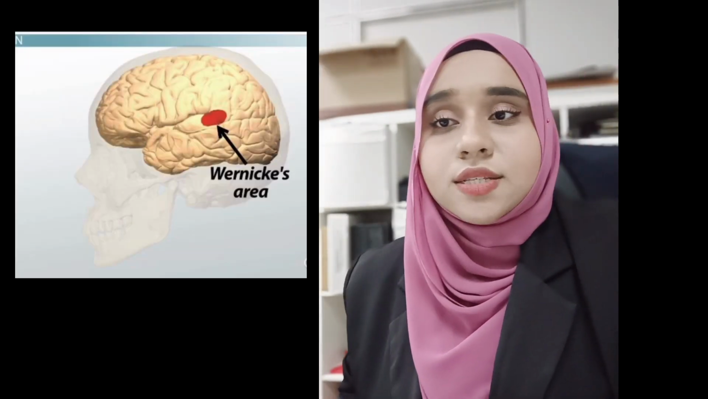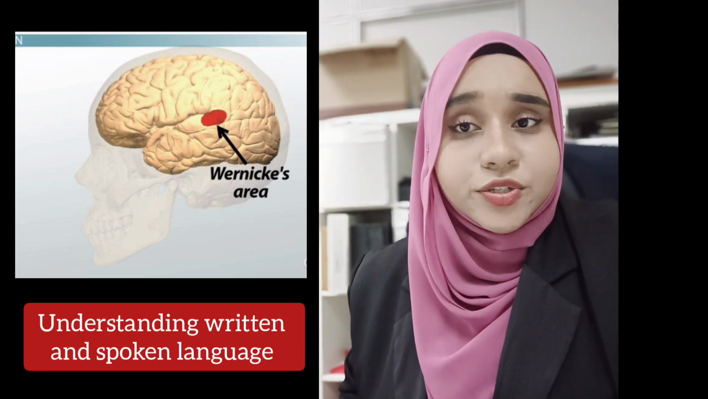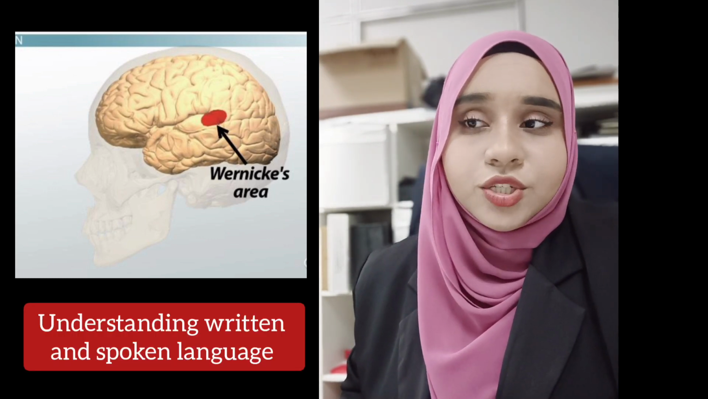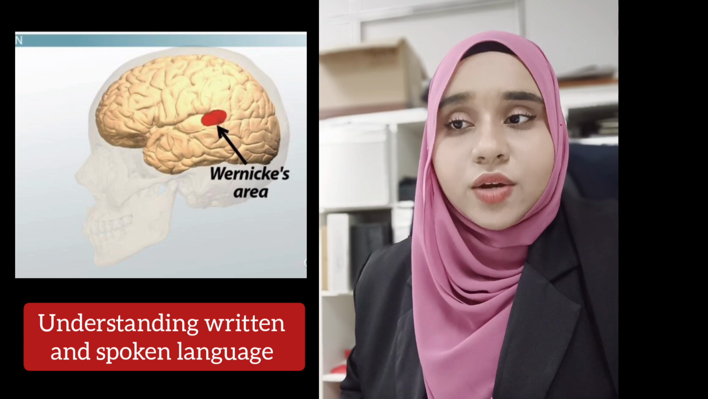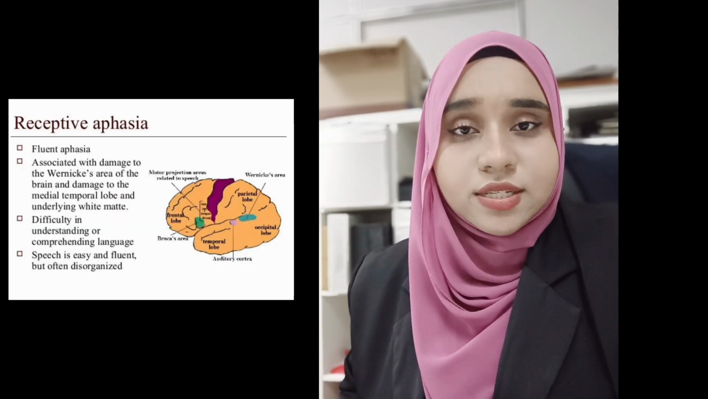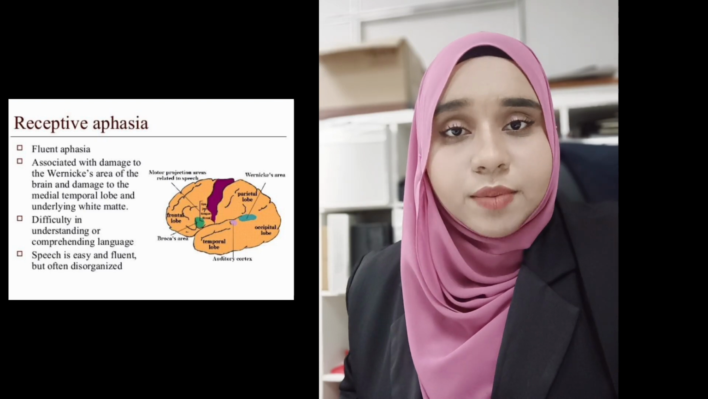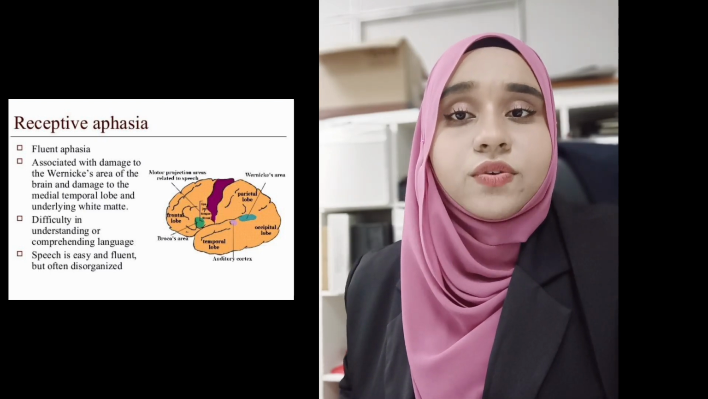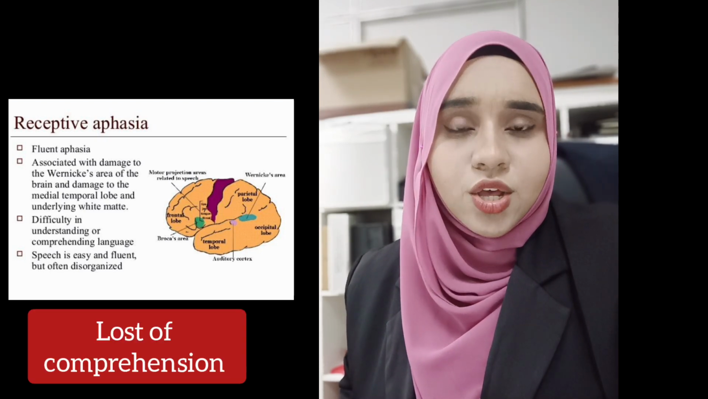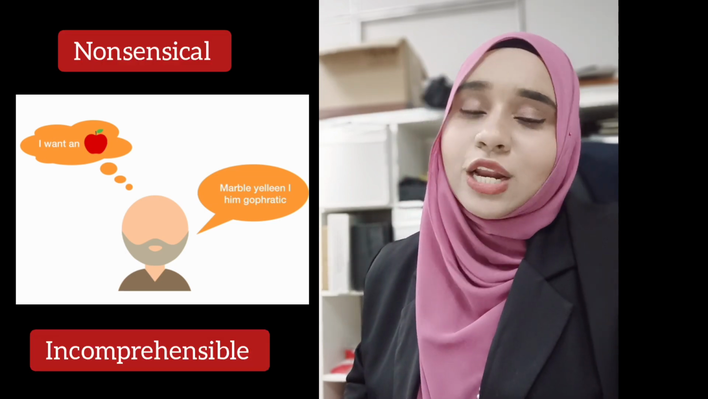Wernicke's area, located in the cerebral cortex, is the part of the brain that is involved in understanding written and spoken language. Damage to this area results in receptive aphasia, that is also called Wernicke's aphasia. This type of aphasia manifests itself as a loss of comprehension. So, sometimes the patient can apparently still speak, but their language is nonsensical and incomprehensible.